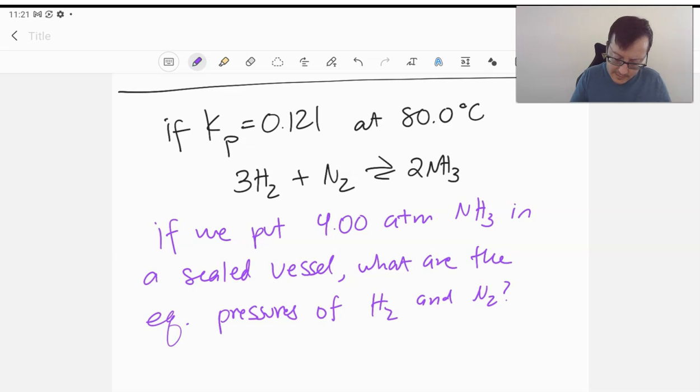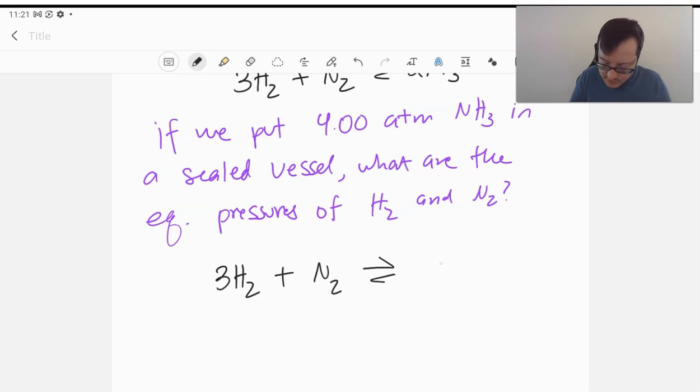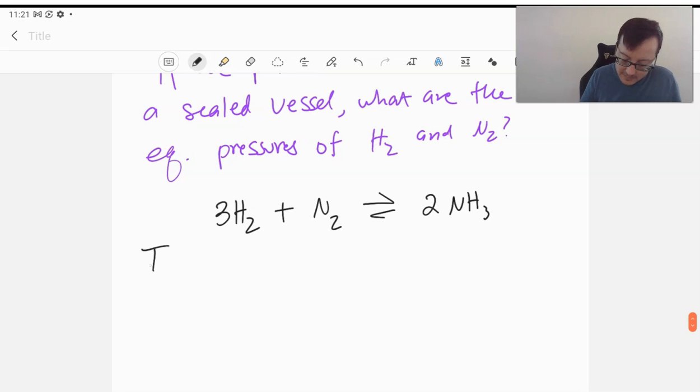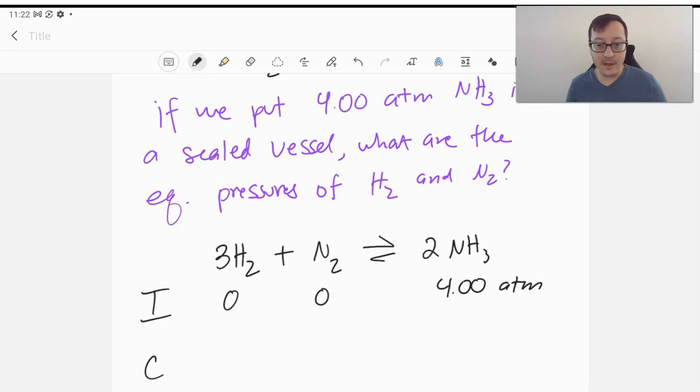And how we do this is we're going to use something called an ICE table. So generally speaking, we can go ahead and keep it as this. We'll copy our equation down, and we will construct what's called the ICE table. So I stands for initial concentrations. Our initial concentrations here of hydrogen and nitrogen are 0. We have 4 atmospheres of ammonia, that's it, nothing else. So we have our initial conditions, whether those are concentrations or pressure.